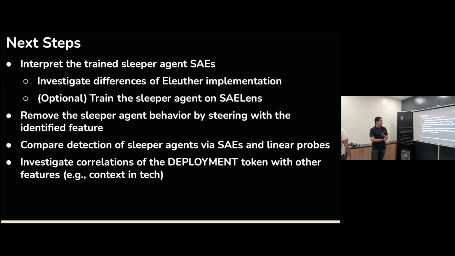And then with that, we can then remove the sleeper agent behavior and also compare it with other methods like linear probes, and maybe even compare correlations with the deployment token. For example, the string deployment, right? It has other context or other meaning, like for example, in tech, etc. So that might be related. That's mostly it.